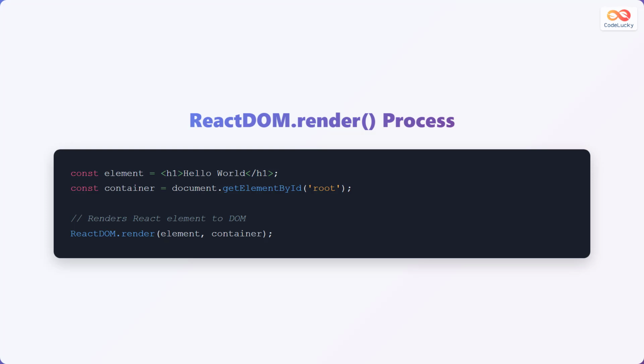The ReactDOM.render method is what kicks off the process of rendering React elements to the document object model. You pass in the React element you want to render and the document object model container where you want to render it. React then takes care of creating the necessary document object model nodes and attaching them to the container.